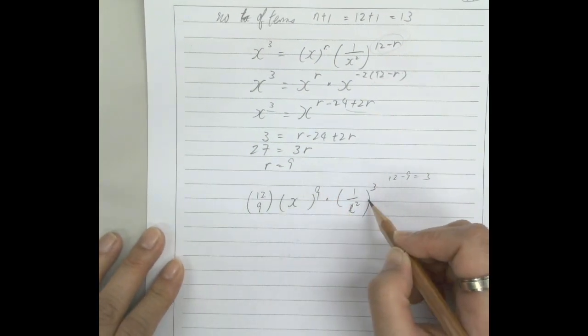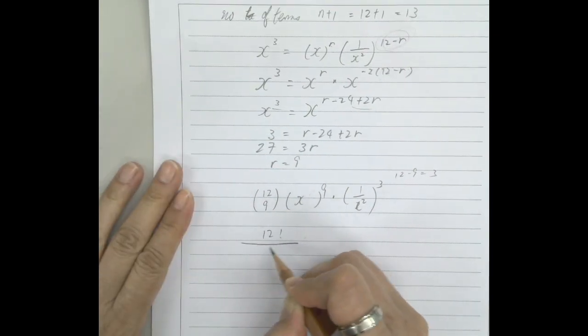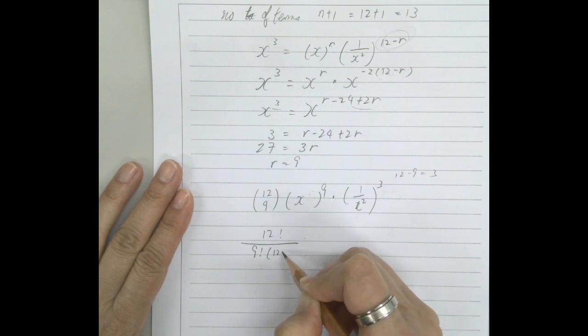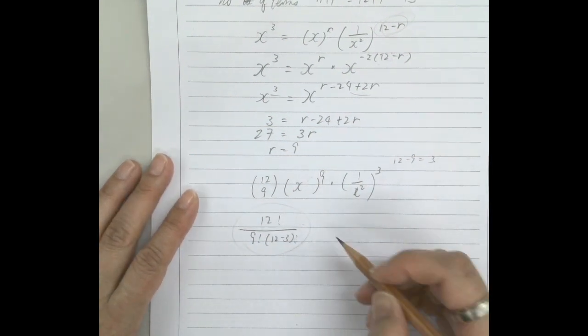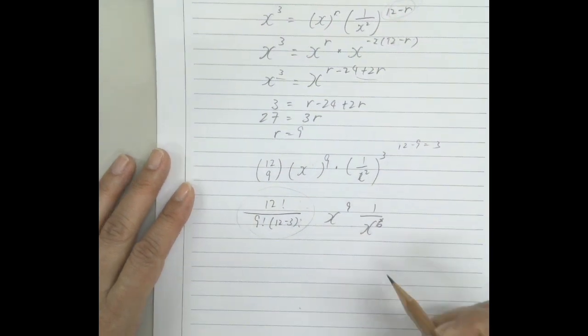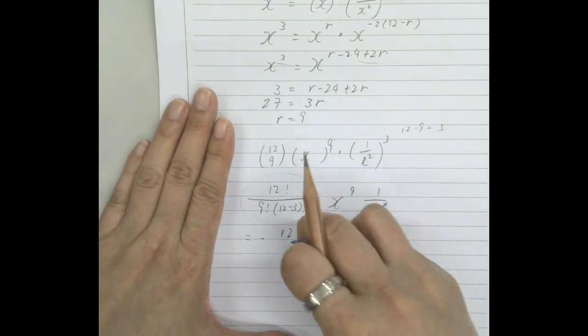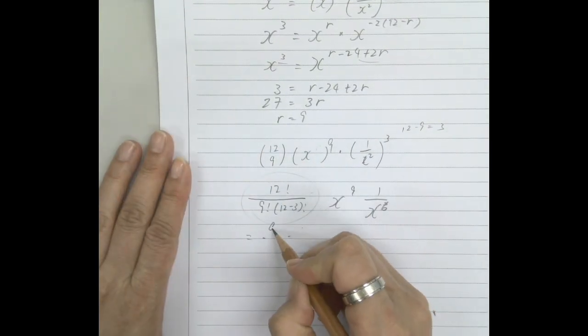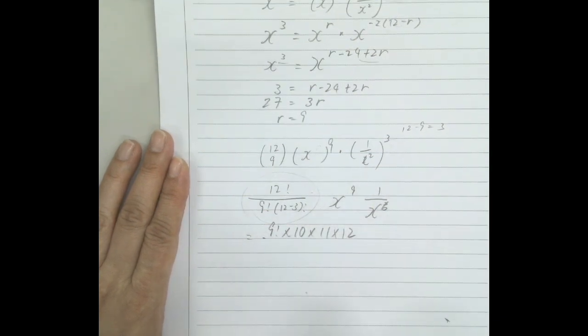So that cancels out. We will have 12 factorial over 9 factorial times (12 minus 3) factorial. This is the formula that you can find in the data booklet. x to the power 9, 1 over x to the power 6. Cancel everything out, so we have 12 factorial. No, I do not need the 12. I need the 9. So 9, 10, 11, 12.